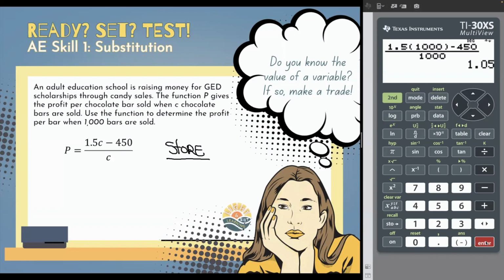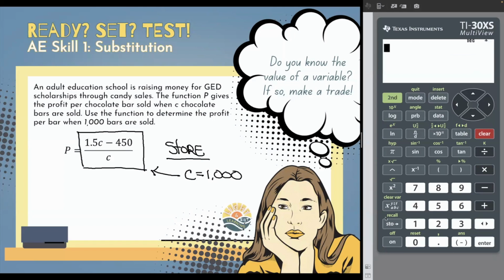Now, it's not going to work with the equal sign. You can't type the equal sign in. So I'm just going to take this right-hand side of the equation. Now, I know that I have this expression 1.5c minus 450 all over c, and that will give me the profit as long as I know what c is. And we said we did know what c is. So what we're going to do is we're going to tell our calculator what c is.